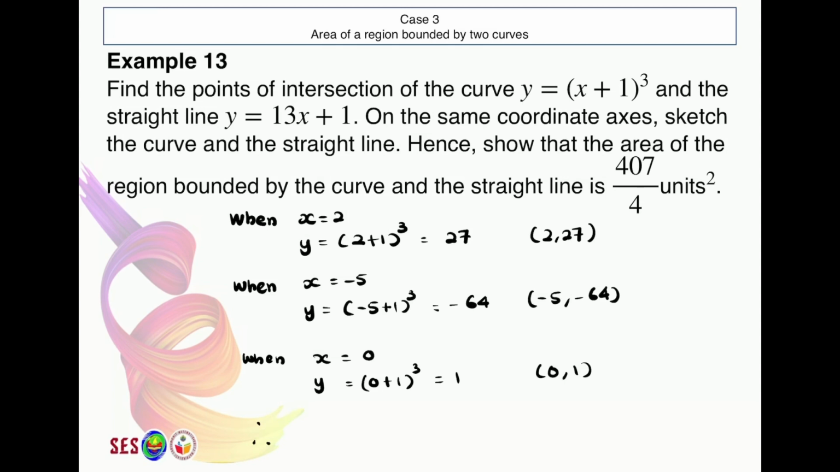Our intersection points are at (3, 40), (-5, -64), and (0, 1).